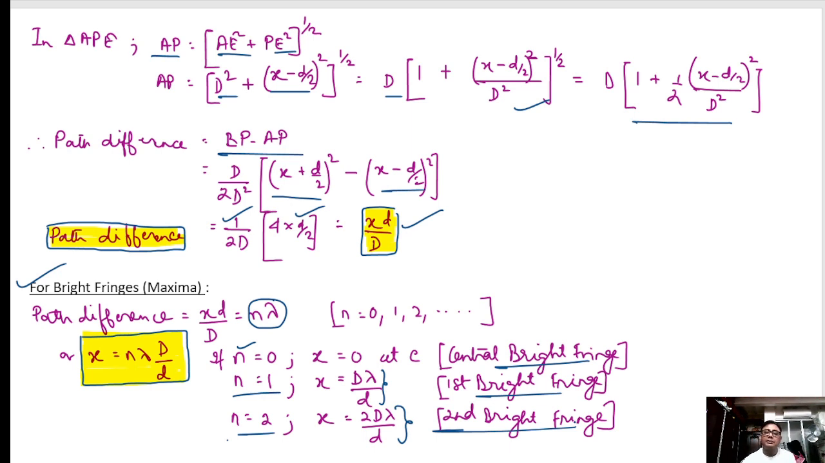So the path difference is xd by D, which should be nλ. This is the condition for a bright fringe: the path difference should be nλ.